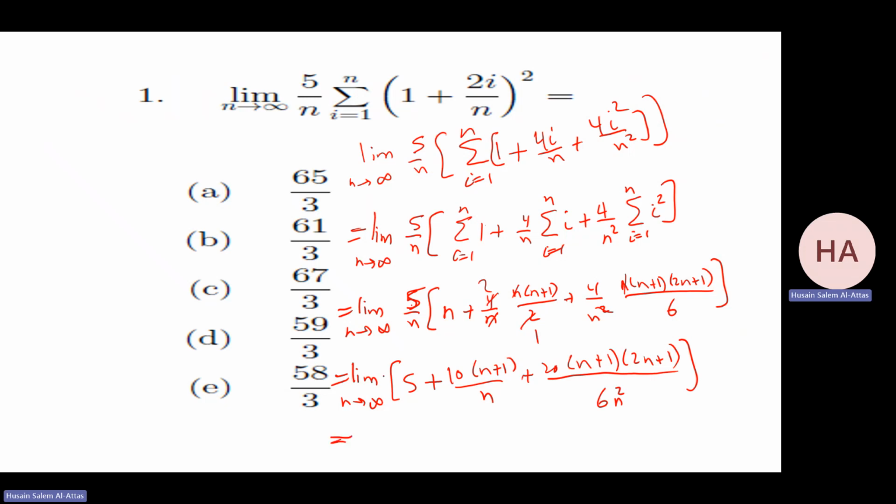We can find the limit easily. This is 5. This is the same degree, so 10 over 1, which is 10. Here we have the same degree also: this is n squared and this is n squared. So the leading coefficient in the numerator is what? 40 over 6. Let me write it. 40 over 6, that will be 20 over 3. So 15 plus 10 plus 20 over 3. That gives 45 plus 20, 65 over 3, which is the answer. I think it's an easy one.